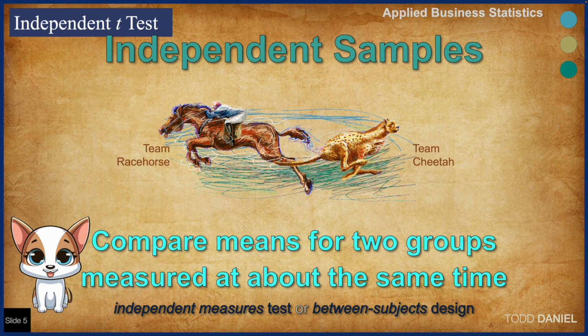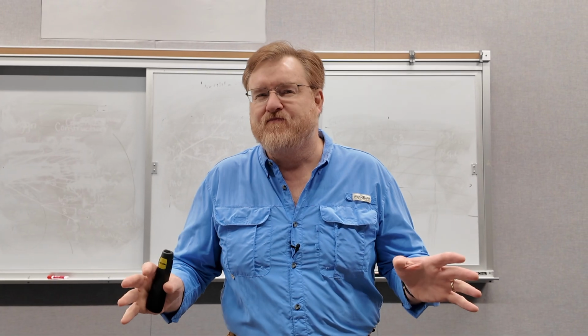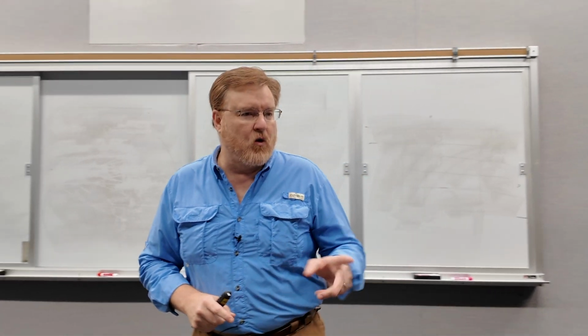We want to have a race. So think about the animals that you know that run the fastest. I thought of racehorses and cheetahs. We're going to have a race between the horses and the cheetahs to determine which group runs faster. So what do you predict? Which is going to run faster, the horses or the cheetahs?